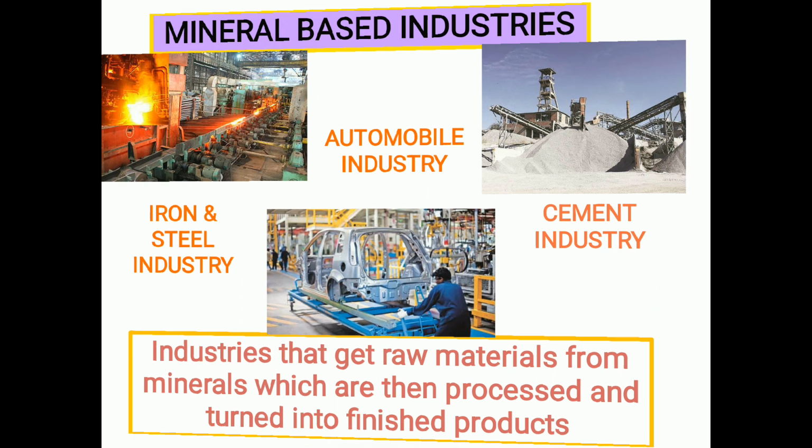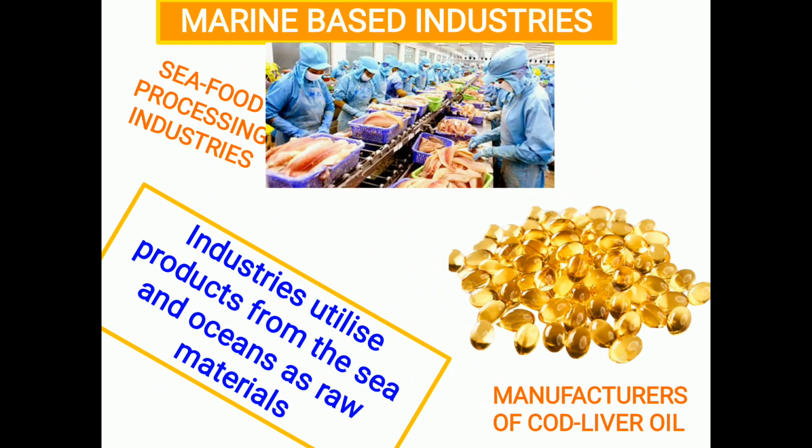The next type of industry based on the source of raw material is marine-based industry. So what does marine-based industry mean? The industries which utilize the products from the sea and the oceans as raw materials come under the category of marine-based industry. Examples may be seafood processing industries, manufacturers of cod liver oil, etc.